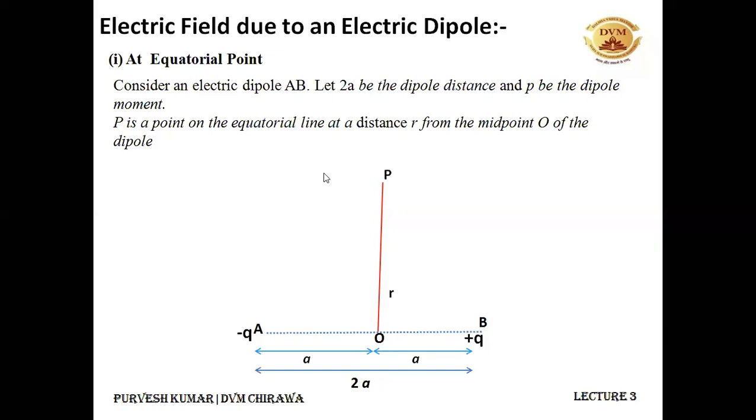Now we need to find the electric field at point P. At point P, there will be some electric field because of this plus Q charge, and there will be some electric field because of this minus Q charge. We know that the electric field because of this plus Q charge will be away from the positive charge, because electric field is always directed away from the positive charge. So it will look like this. This is the electric field at point P, directed away from the positive charge.